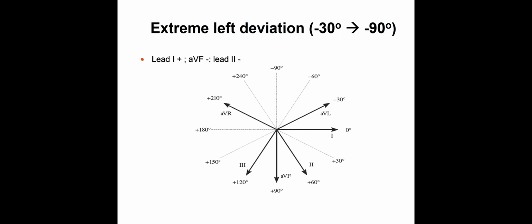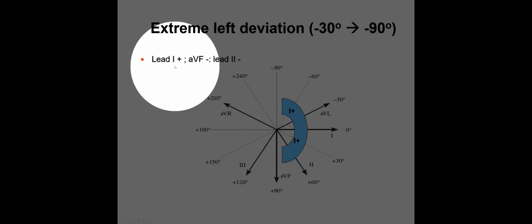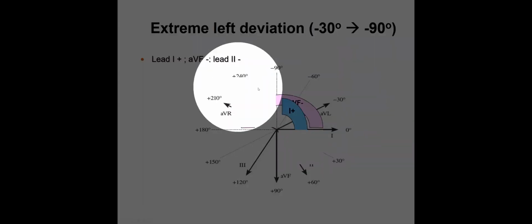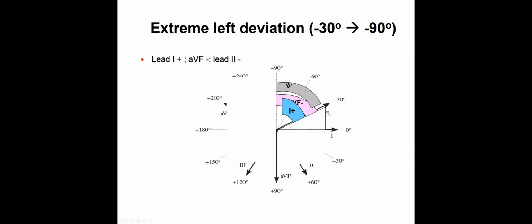Okay, let's see the extreme left deviation. We are on the left side, so lead number 1 should be positive. AVF is negative, so we are up here. The common part is exactly this left quadrant. And look at lead number 2, negative: only the common part of it. So we have between minus 30 and minus 90, and that means extreme left deviation. Extreme left deviation is for sure pathological. There is no way any anatomical situation can explain this kind of deviation.